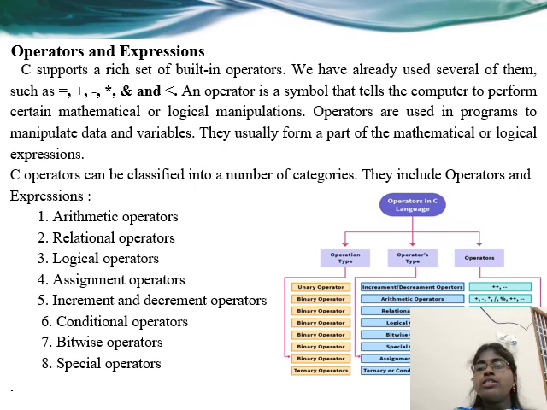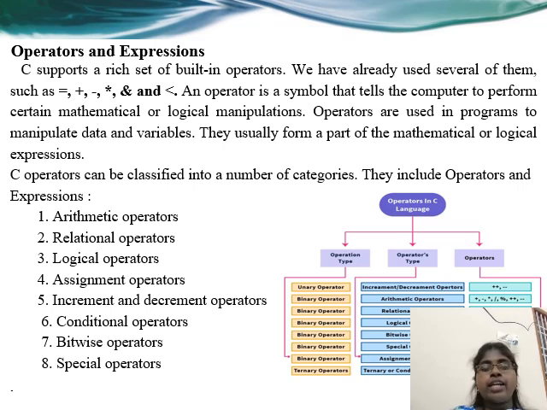We have already used several of them, such as addition, subtraction, multiplication, and equal and greater than operations. An operator is a symbol that tells the computer to perform certain mathematical or logical manipulations. Operators are used in programs to manipulate data and variables. They usually form a part of mathematical or logical expressions. What operators are used in the C program?